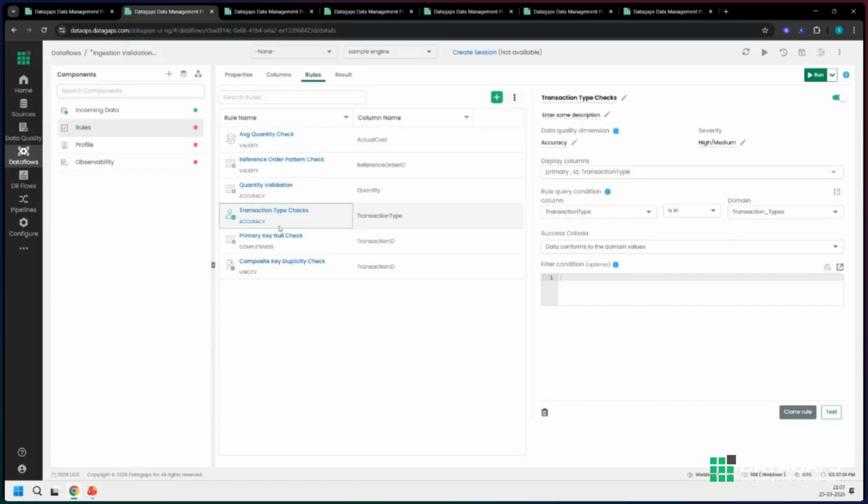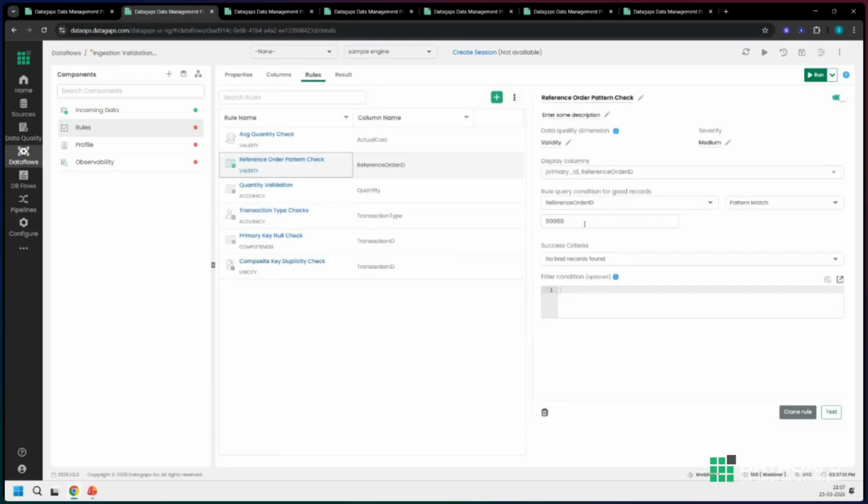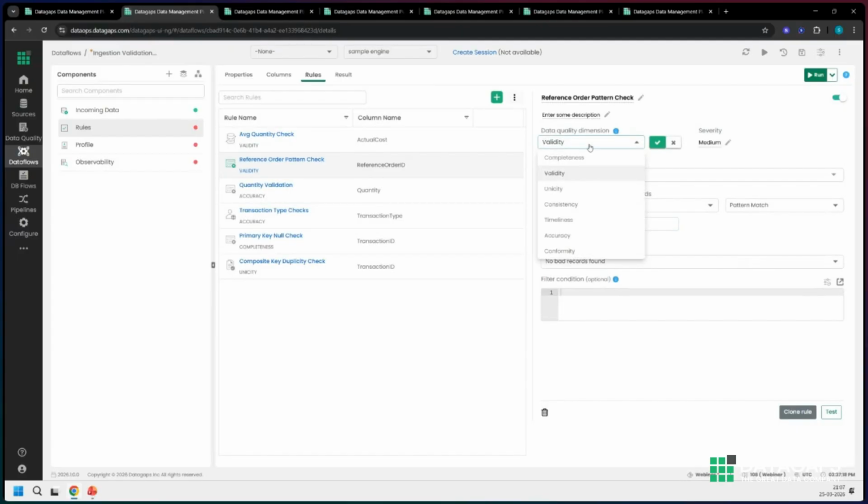low code data quality rule-based system, which is as easy as defining what your rule is. For example, transaction type should be within my transaction type domains, or my reference order pattern should be a 5-digit number. Now, again, I'm skipping a lot of a variety of rule sets, but I would like to say that there's a lot of different dimensions that we cover.